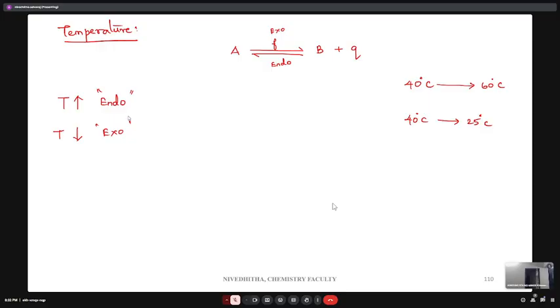In some reactions, forward will be exo. In some reactions, forward will be endo. So we cannot generalize whether it will be forward or backward, but we can tell that if you raise the temperature, endothermic reaction will occur, and if you decrease the temperature, exothermic reaction will occur. Okay. Any doubt? So this is all about disturbance in terms of temperature.